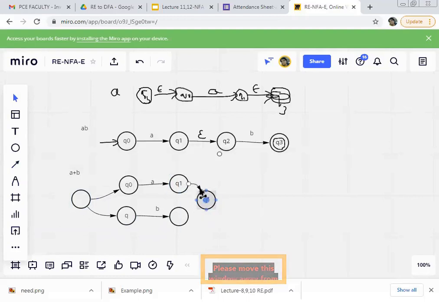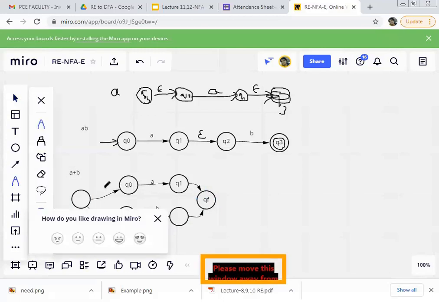Okay, the transition starts from the start state and reaches the final state, reading either only A or only B. And all the rest becomes epsilon. All this becomes epsilon.